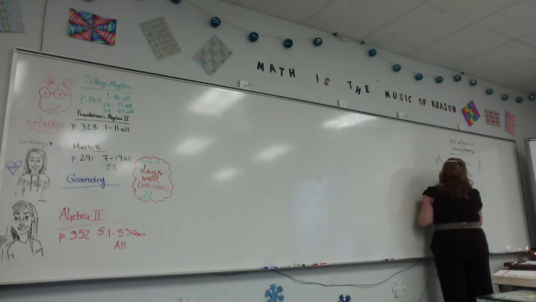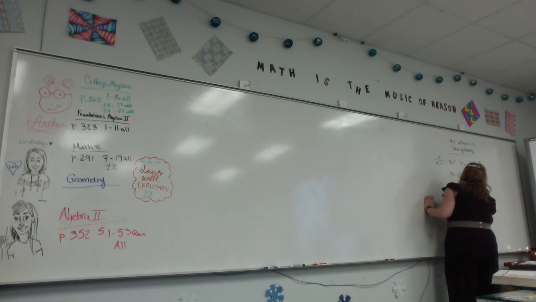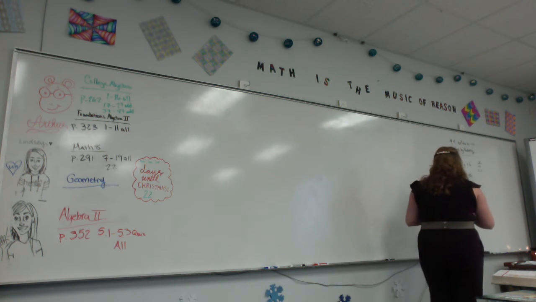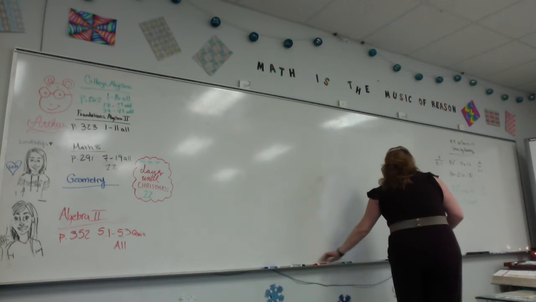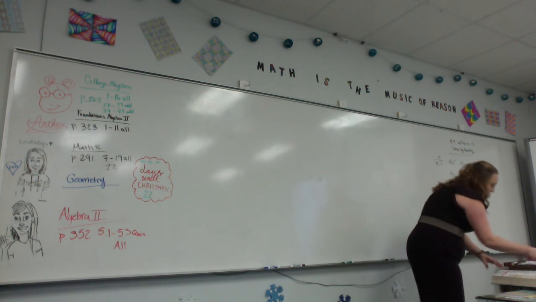Because 7 times 3 is 21, I need the larger number to be positive. It's always going to be whatever this sign is, it goes with the larger number. So now I've factored that. We're just doing lots of factoring today.